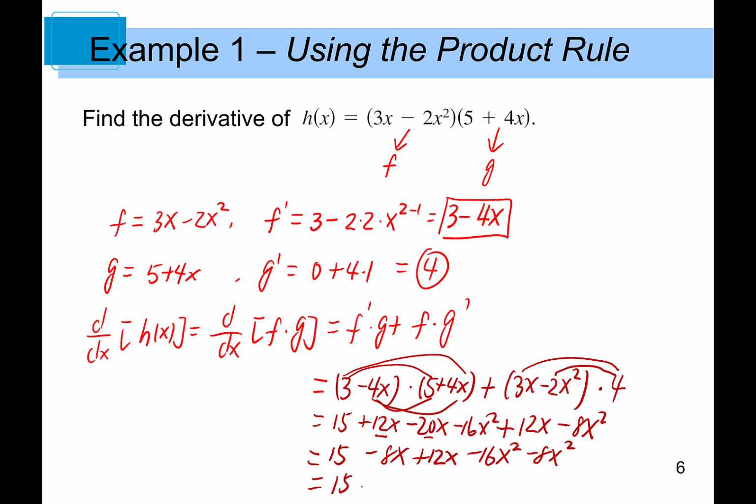So this becomes 15 plus 4x, since 12 minus 8 is 4, minus 24x squared. If you rewrite it in decreasing order in terms of x, that will be negative 24x squared plus 4x plus 15. So that's going to be the final answer.